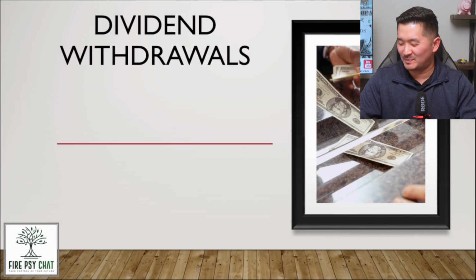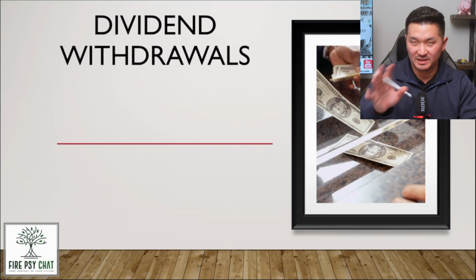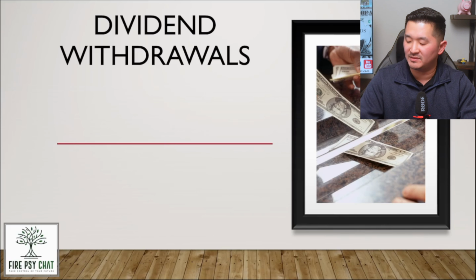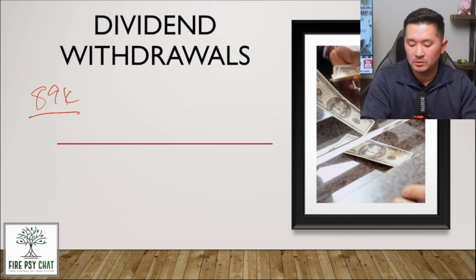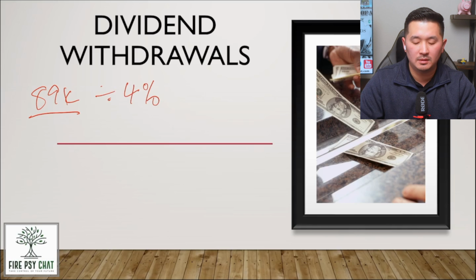Let's do some reverse math using today's tax bracket. Let's just say $89,000 in qualified dividends. Okay, so 89K a year is how much I want to live on, with a 4% annual dividend yield. So I divide that by 4%. Hey, Alexa, what is 89,000 divided by 4%? 89,000 divided by 4% is 2.225 million.